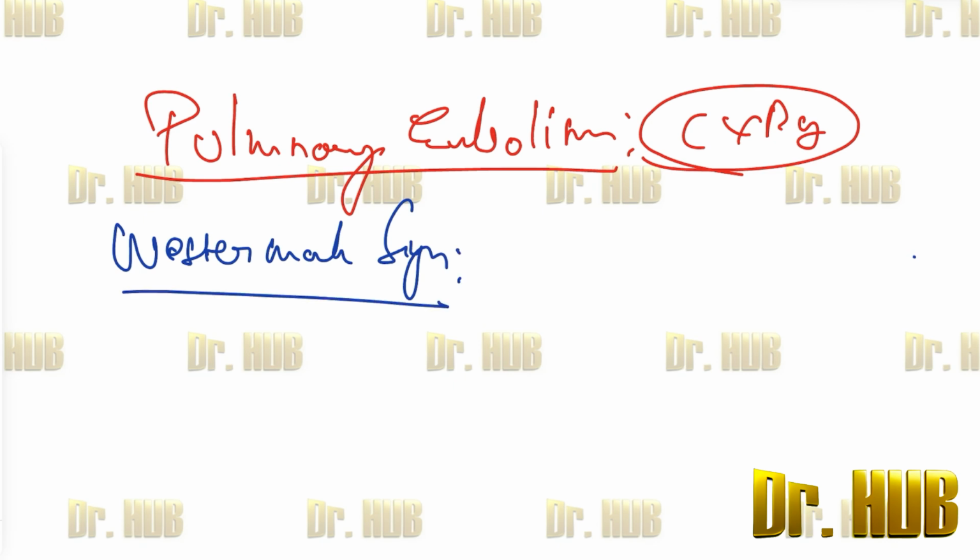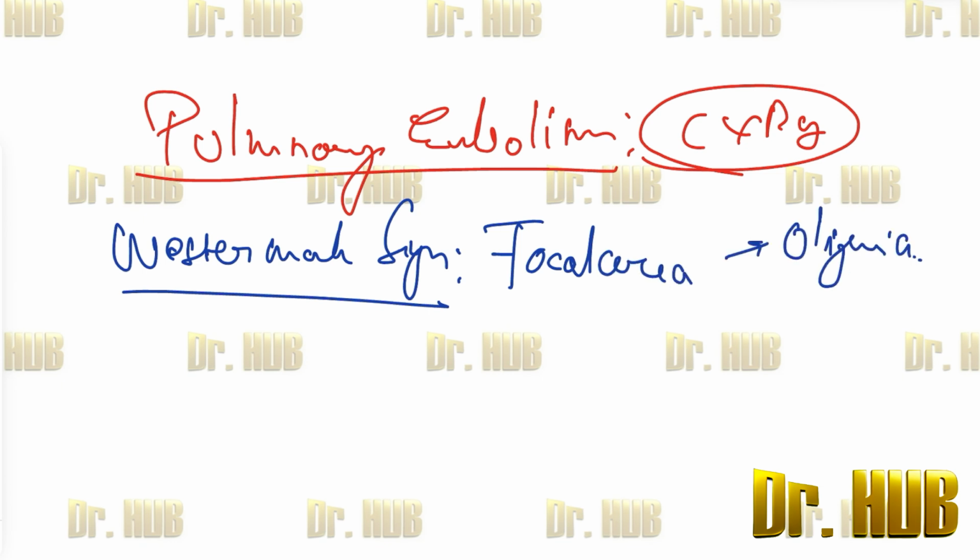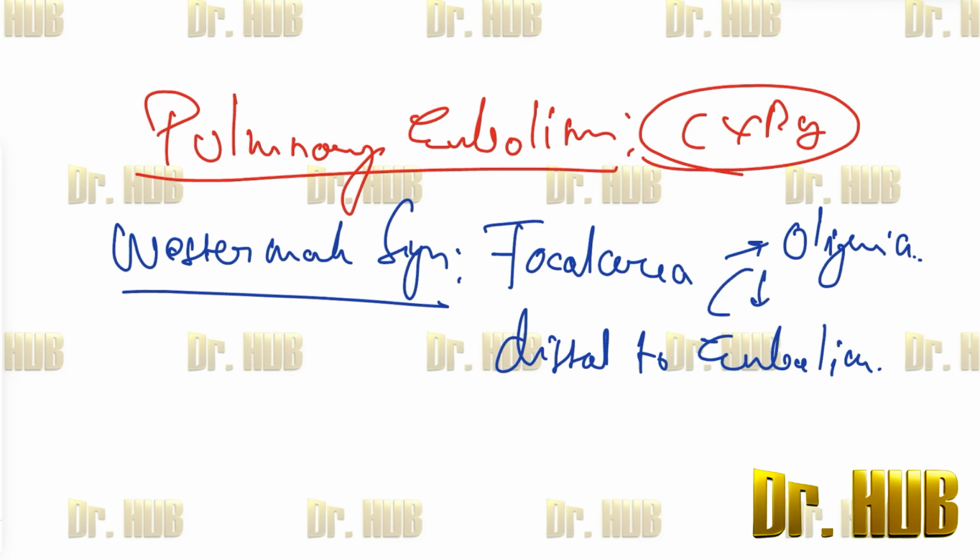The Westermarck sign is nothing but a focal area of oligemia, and it has decreased vascular marking that is distal to the embolism. So a focal area of oligemia, which is nothing but decreased vascular marking distal to the embolism.